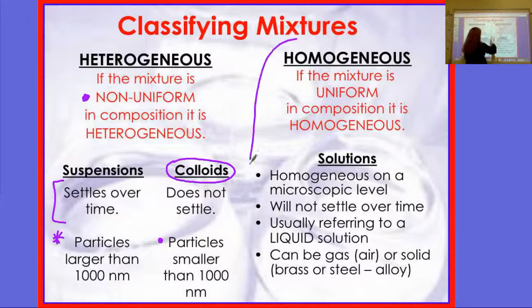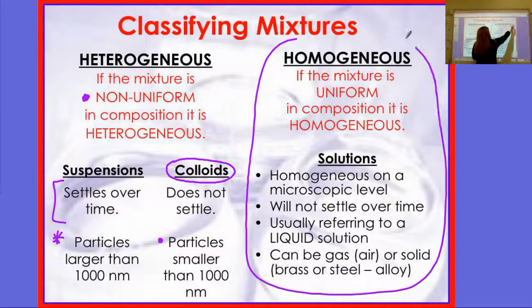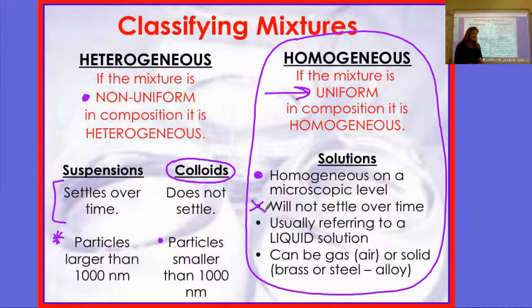This unit, our focus is homogeneous mixtures. If something is homogeneous, it's uniform, it's all the same all throughout. It has the exact same composition at the top, the bottom, the middle, all over. If we would look at it under a microscope, it would always look the same. They do not settle over time.